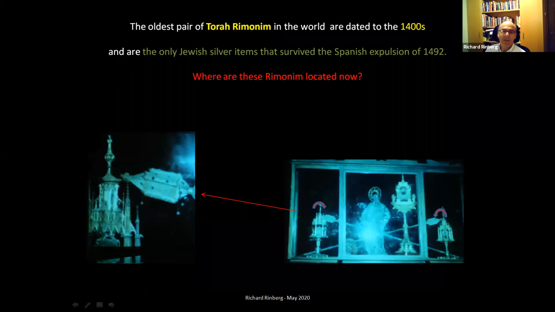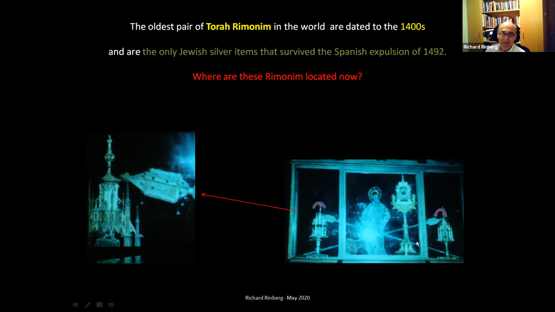So I want to finish up with something remarkable. The oldest Torah Rimonim in the world. Rimonim, the silver pieces that go on top of a Sefer Torah with bells, date to the 1400s, and these are actually the only Jewish silver items that have survived the Spanish expulsion of 1492. The only items of silver that we have.